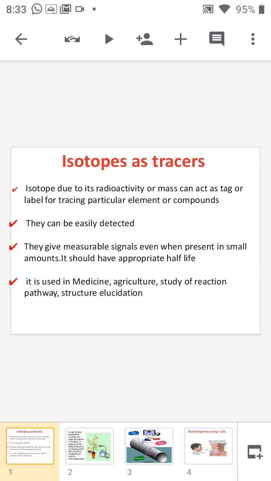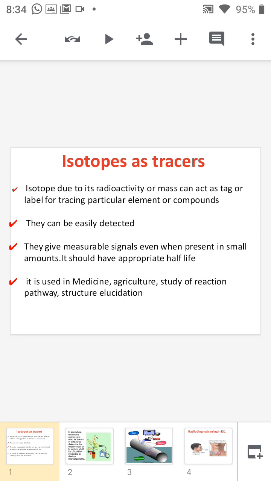So we can divide the tracers into two different types. One is radioisotope, which shows radioactivity. The other one is a non-radioactive isotope, but we can detect this isotope by using its mass. So this isotope, due to its radioactivity or differences in mass, can act as a tag or label for tracing a particular element or compound in different fields.